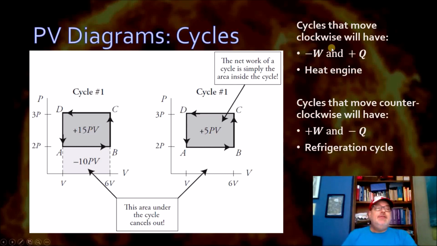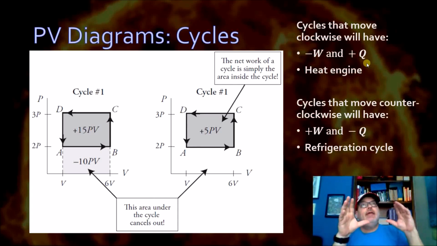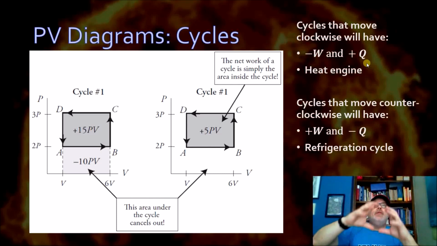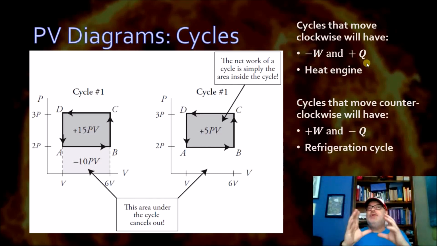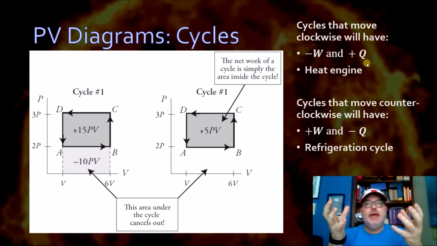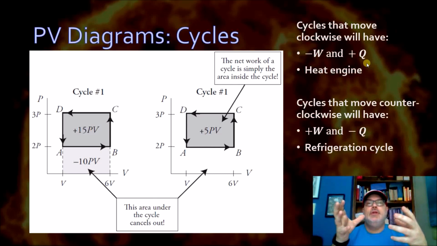So anytime we have a clockwise cycle, we'll have negative work, because in a clockwise cycle, we'll have more negative work done up top than we have positive work done below. And that means that our heat will be positive. In this kind of cycle that goes clockwise, heat is put into the system and the system does work on the environment. That's called a heat engine. That's like the engine inside your car. That's like at a power plant, like a nuclear power plant, producing electricity.